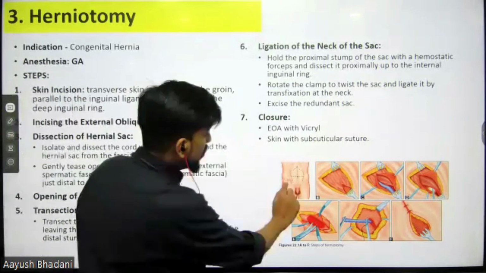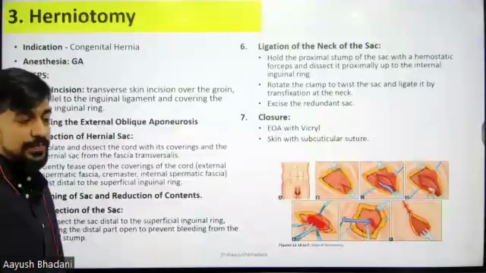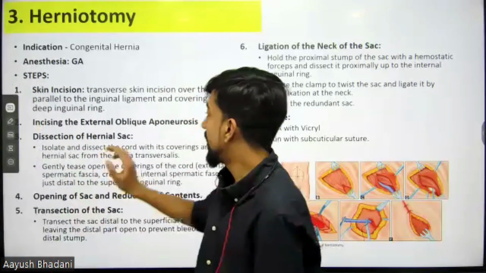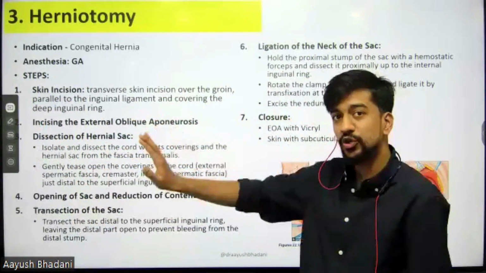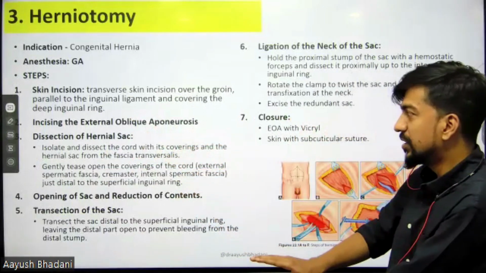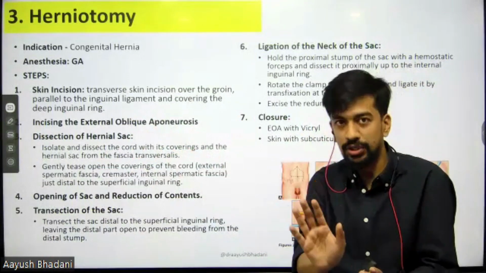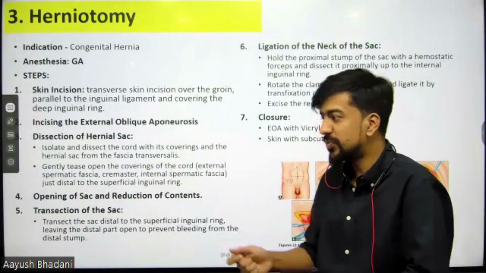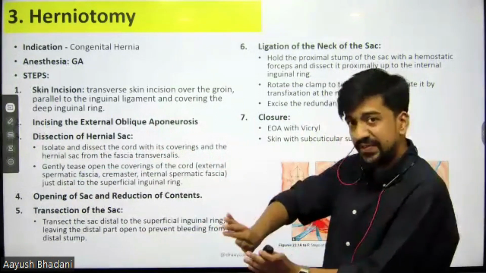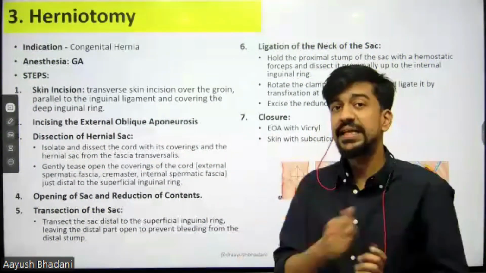That's it. Great. So we put an incision, usually parallel to a transverse skin incision over the groin. Usually it is along the groin crease, at just the deep inguinal ring, we incise the external oblique aponeurosis, go in, we see a sac. Isolate and dissect the cord from the sac, gently tease the covering of the sac so that if at all there is the internal spermatic, external spermatic, or the cremasteric, we just remove all those muscles, save the vessels, save the nerves, open the sac, reduce the content, transect the sac.